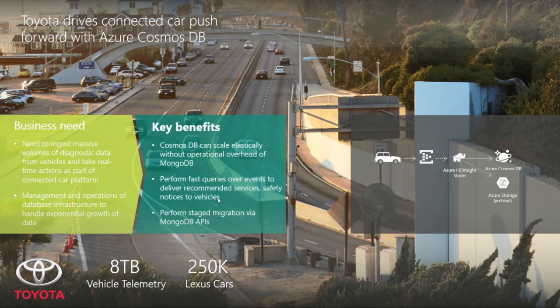Initially, they were using our MongoDB API, which made it very easy for them to onboard to Azure Cosmos DB, because they already had a lot of MongoDB instances to begin with. They have about 8 terabytes of vehicle telemetry, and over 250,000 Lexus cars right now are emitting data points to Azure Cosmos DB. As you can imagine, they're rolling this out to other vehicles, so you can imagine this data growing very, very fast.